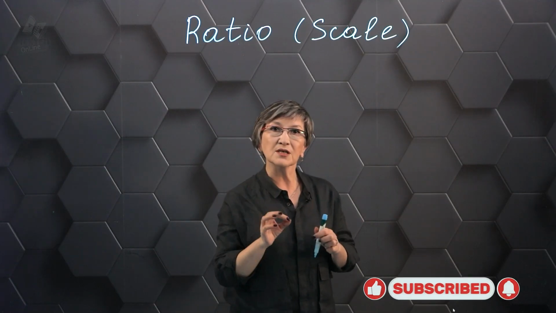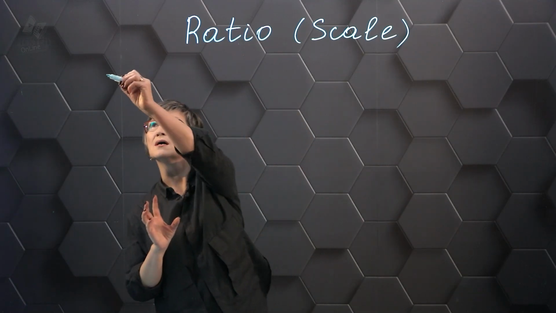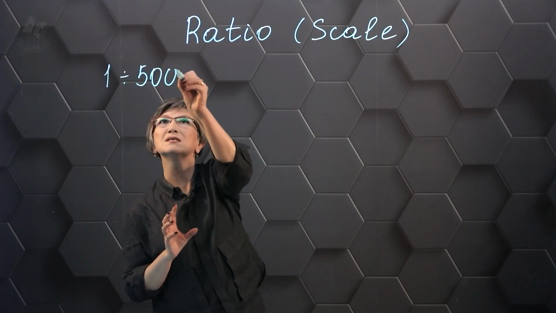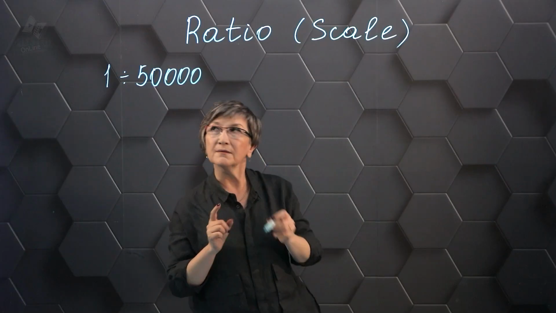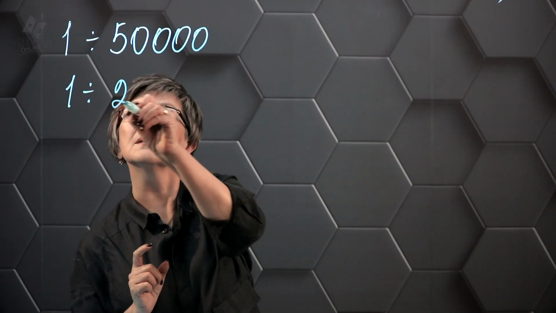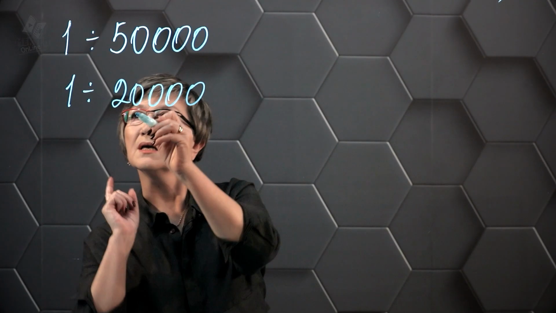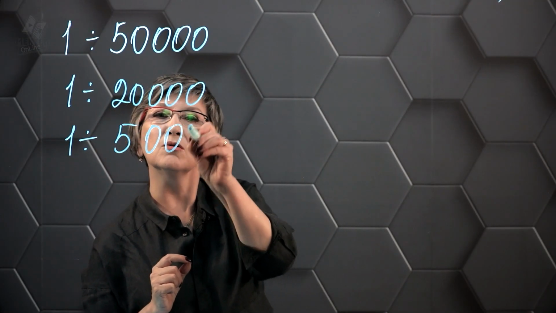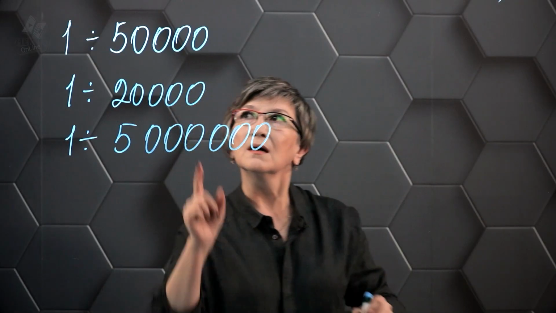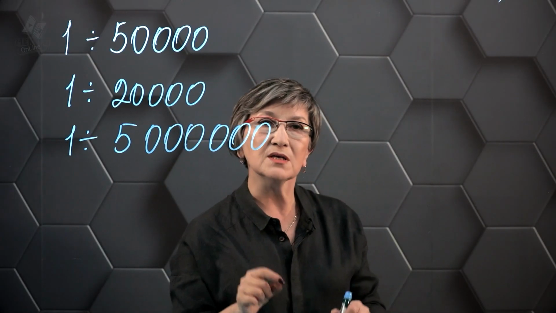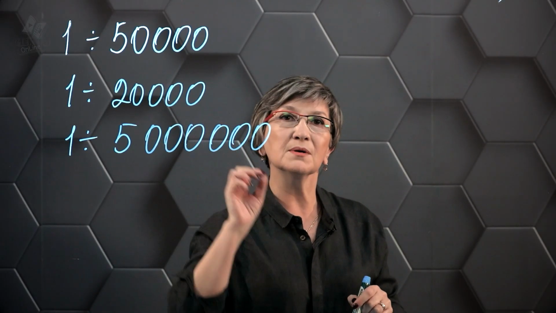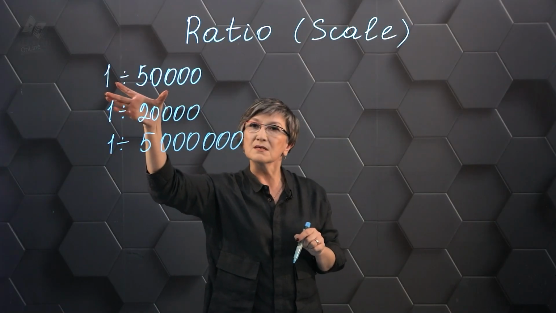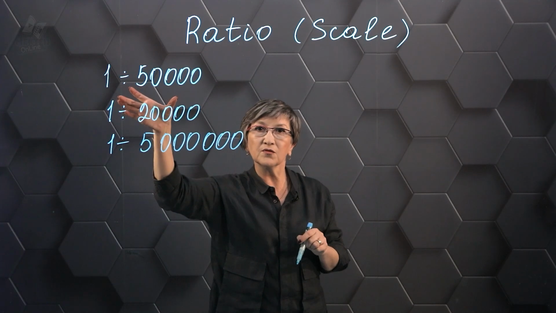On maps you very often see the following record: 1 to 50,000. Or 1 to 20,000, or 1 to 5 million. This is the kind of record you see on maps. What does this record mean? As we can see the notation, it's a ratio of two quantities.